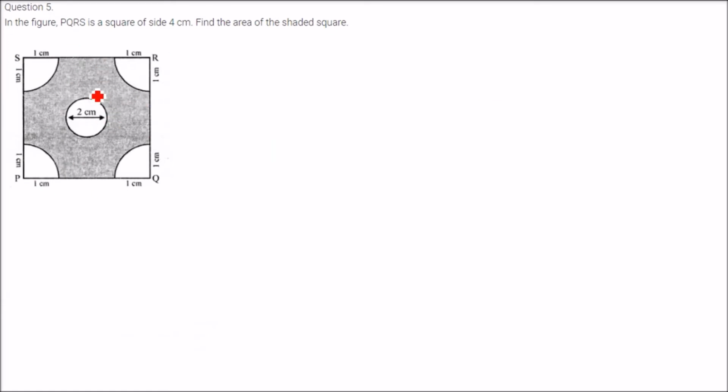In this figure, PQRS. So this PQRS is a square of side 4 centimeters. So the sides are 4 centimeters. So we have a square. Find the area of the shaded square. So we have a shaded portion, but inside this we have this one. So what we have to do, we have to find out the area of the square minus the area of these 4 quadrants. So area of say 4 quadrant, and subtract the area of this circle in between.